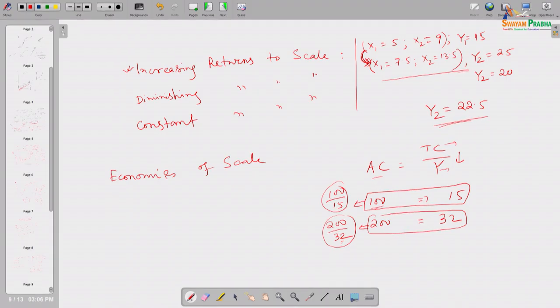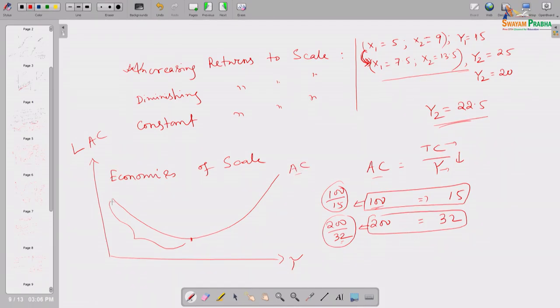So, as a result, if you have a long run average cost curve, this segment is where increasing returns to scale is applicable, and we are measuring output here and average cost here, I am calling it LAC, long run average cost. So, we will get a U-shaped long run average cost curve. This segment of the long run average cost curve we will get when increasing returns to scale is applicable. This segment we will get when diminishing returns to scale is applicable in your production, and local CRS, because there is only one point where the slope is 0. So, we call that local CRS.